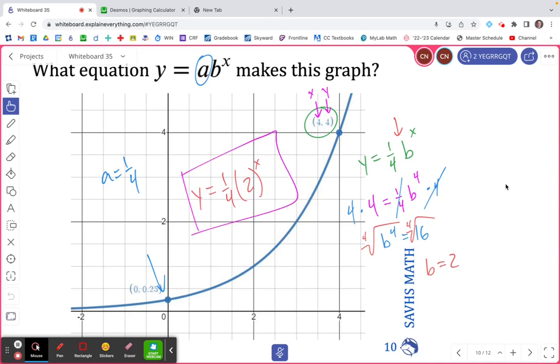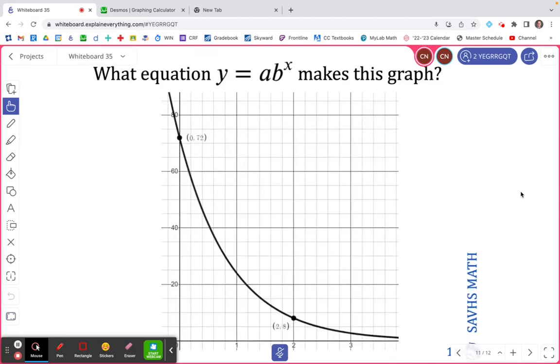Nice. Okay, one more. Same deal. This tells me exactly: a equals 72. And then I have this point right here that says x, y are 2, 8.